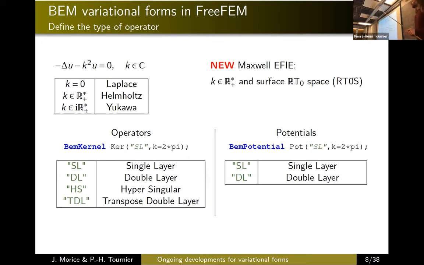Okay, so now very quickly, how to do all of this in FreeFEM? First you need to define what type of PDE you want to solve with the variational method. So this is for the scalar k. In this equation, depending on the value of k, you will solve a Laplace, Helmholtz, or Yukawa problem. Then there is a keyword here, BEMkernel, which is a new type of variable that says what type of problem you want to solve with the boundary element method. You also need to specify which type of BEM kernel you want to use. For the simple example I just showed before, it was a single layer operator. Just after that, Jacques will talk about Maxwell, the vectorial BEM problem, which makes use of Raviart-Thomas space on surface meshes.